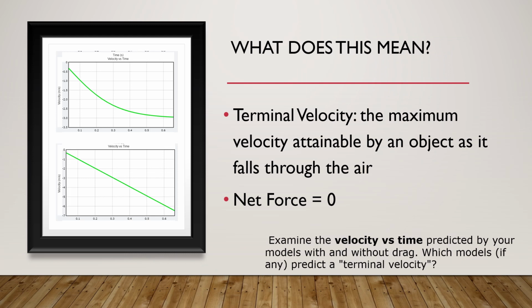For the what does this mean question, to achieve terminal velocity, the net force must be equal to 0. And in the first graph, velocity curves until it reaches a constant value, which means that acceleration would be equal to 0, and thus net force would be equal to 0.